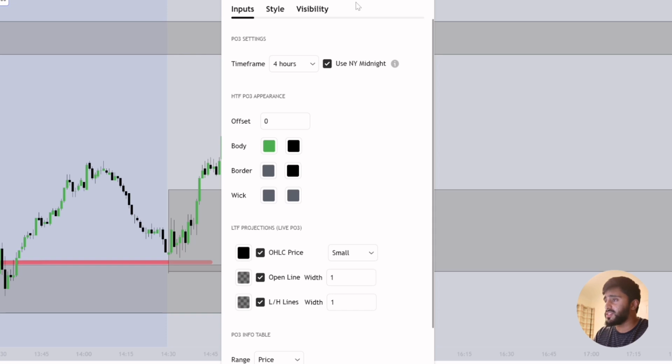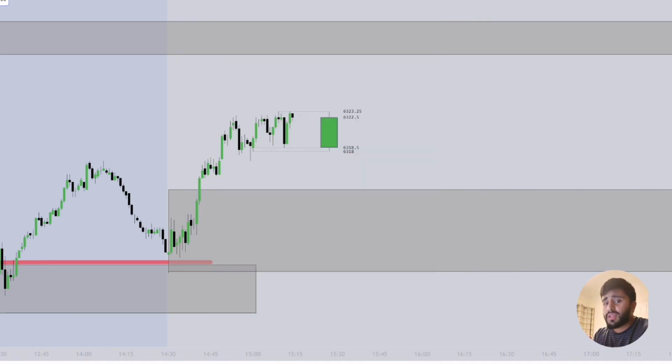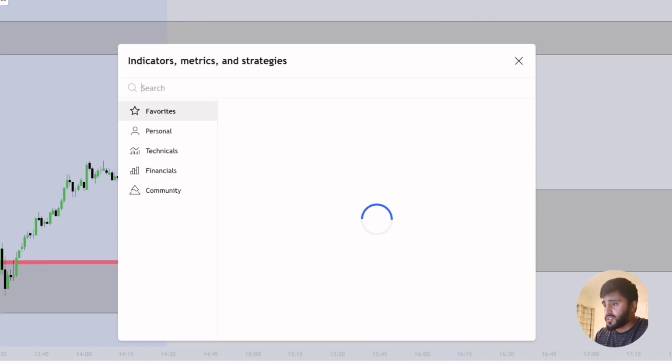So this is 4 hour. This is the 4-hour PO3. If I quickly show you what indicator that is, it's the PO3 by 2 degrees. If we type in PO3 and go all the way down, you want to look for this one: PO3, HTF PO3 by 2 degrees. That is the name of the indicator, and this is just a handy tool.